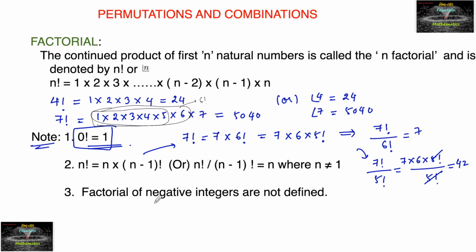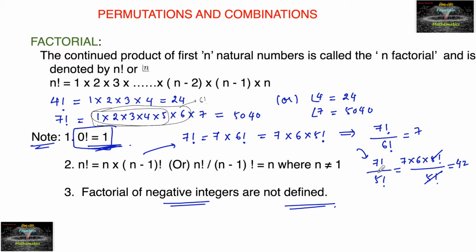And the third point, factorials of negative integers are not defined. So factorials are defined only for the natural numbers, and also by default 0 factorial is 1. Okay, so factorial of negative integers are not defined.